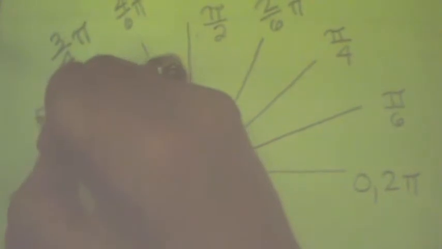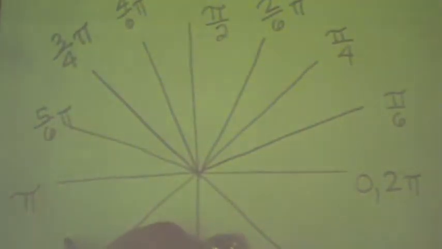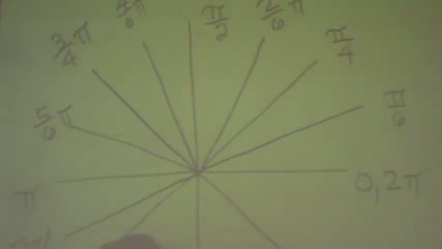8/4 is 2 pi. Then if we took from here to here, which is pi, and we divided it up into 6 regions, this is going to be 1/6, 2/6, 3/6, 4/6, 5/6, 6/6, 7/6, 8/6, 9/6, 10/6, and 11/6. And then of course 12/6.